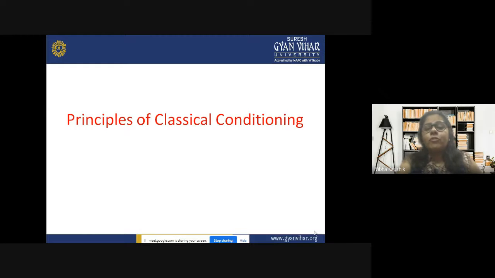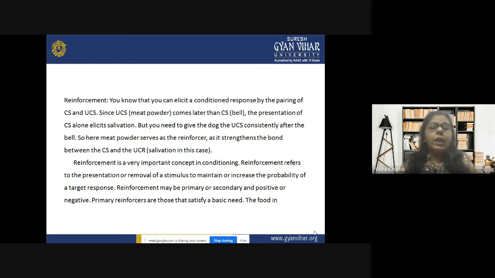Now, principles of classical conditioning. Reinforcement, you know that you can elicit a conditional response by the pairing of CS and UCS, means a conditional response can be elicited when we are able to pair the conditional stimulus with an unconditional stimulus. Since UCS meat powder comes later, the CS will. The presentation of CS alone elicits saliva. When the bell was presented alone, then also that presentation of the bell elicits saliva.